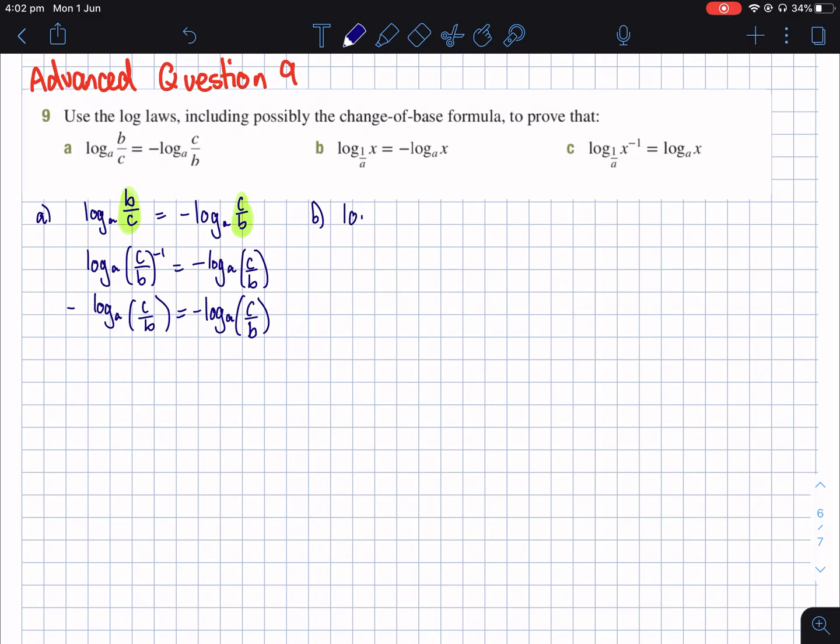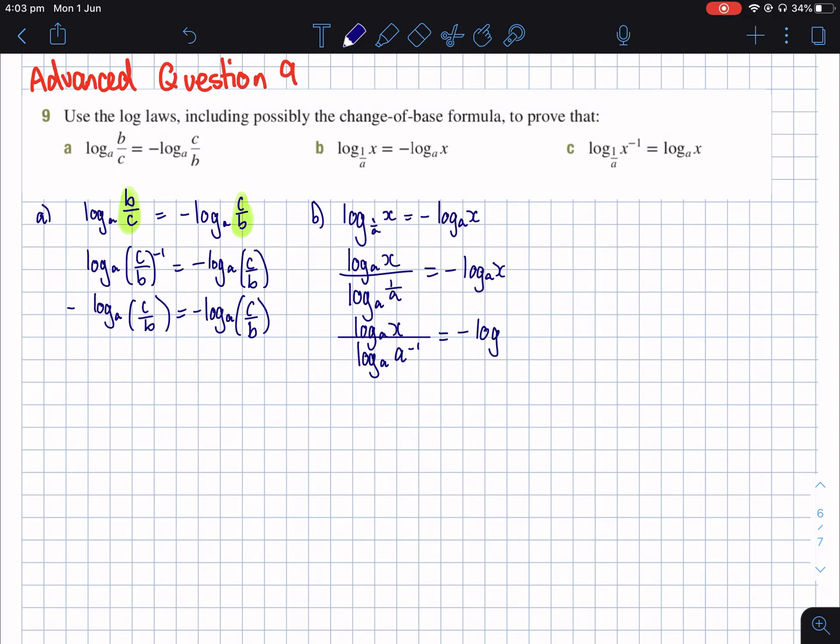This time we've got log base 1 on A of x equals minus log base A of x. And I'm going to change the left hand side till it equals the right hand side. And I'm going to use change of base and make them both log base A. So that means it's log base A of x over log base A of 1 on A. It equals minus log base A of x. Now, the log base A of x is fine, but the log base A of 1 on A, well, that's the same as log base A of A to the -1, isn't it? Because 1 on A is A to the -1.